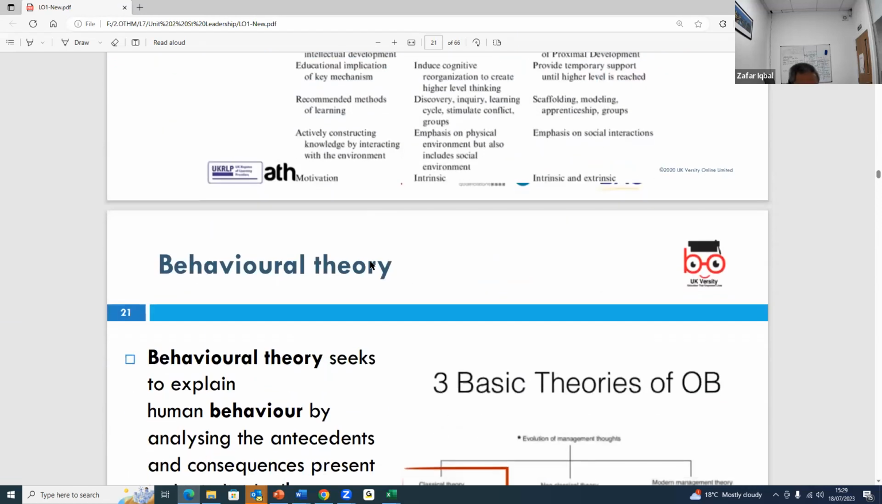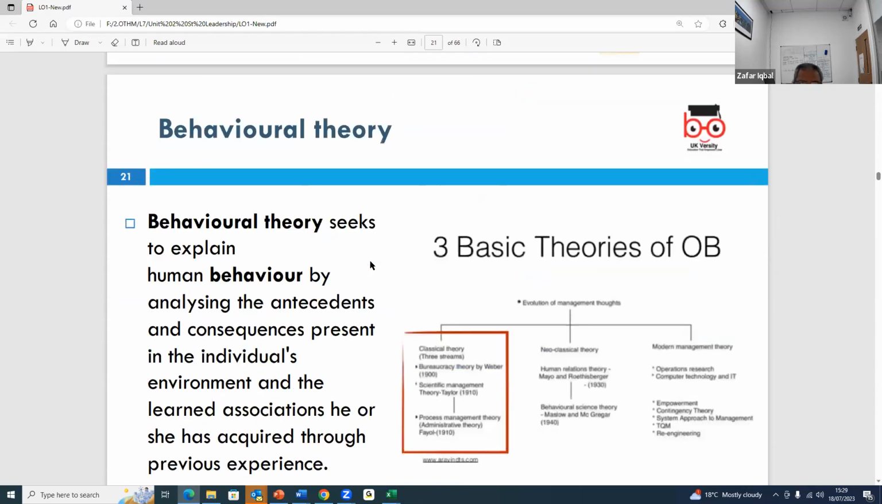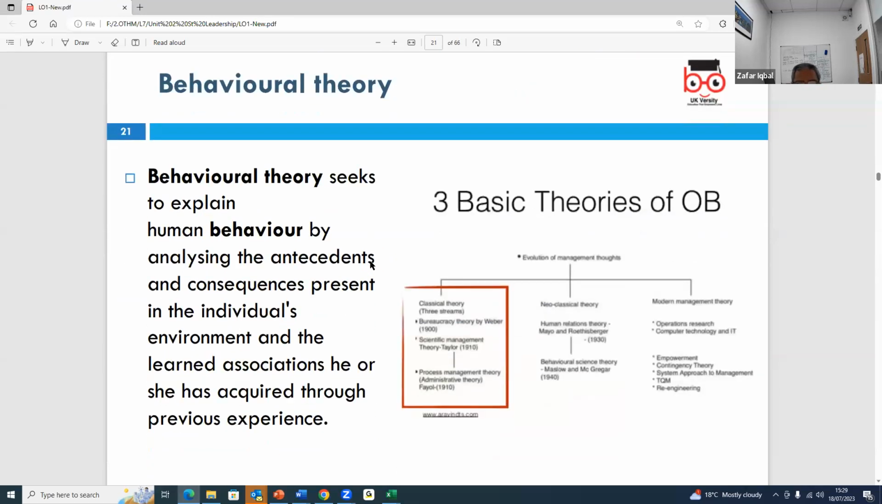So the behavioral theories, look at how they started. They started earlier on through classical theory. They led from Max Weber in the early 1900s through scientific management, and they went into a theory of behavior or administrative theory by Fayol.